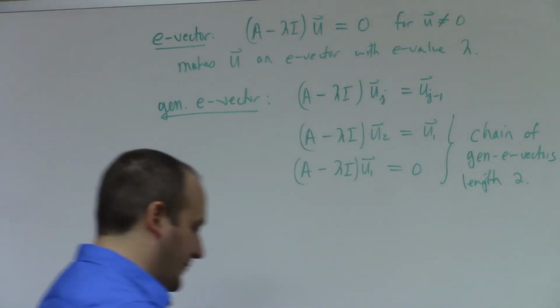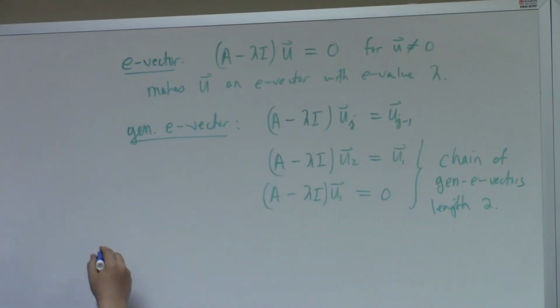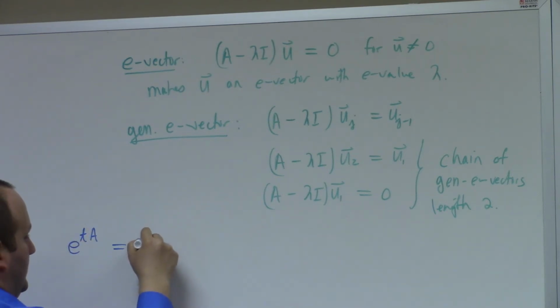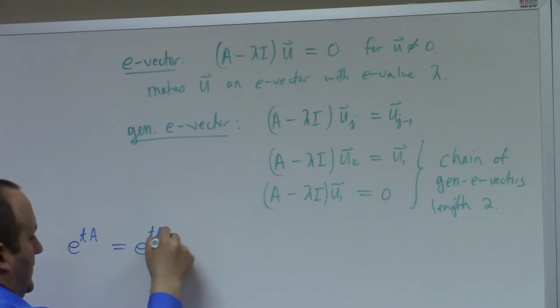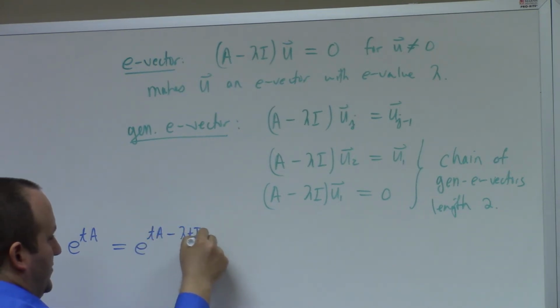Anyway, let me make my point here. What does that have to do with the matrix exponential? Well, the matrix exponential has this wonderful identity called the magic formula. e to the tA is e to the what? We could do tA minus lambda tI plus lambda tI.